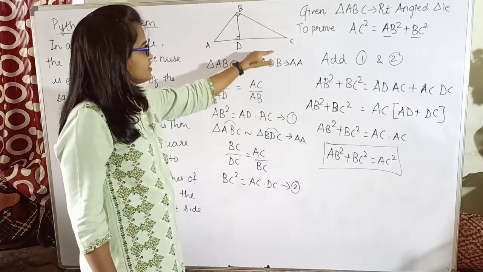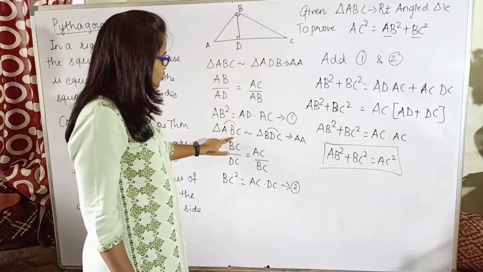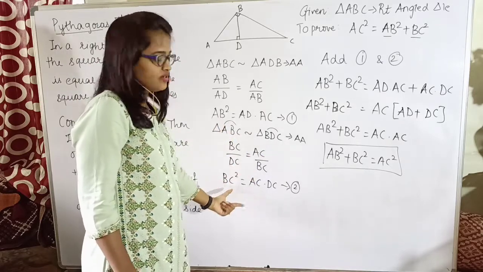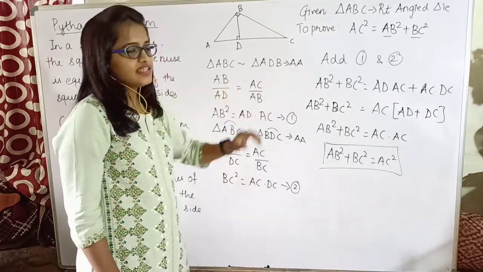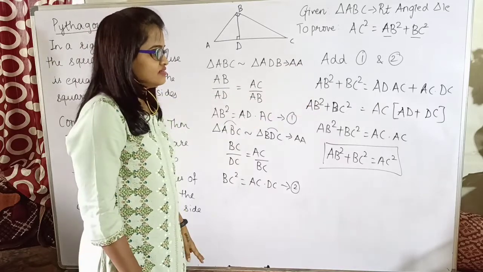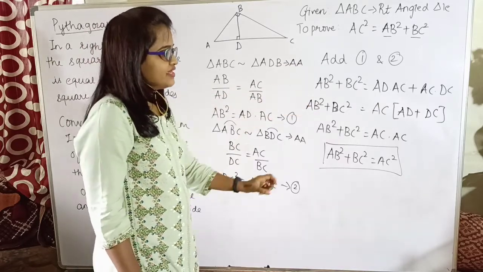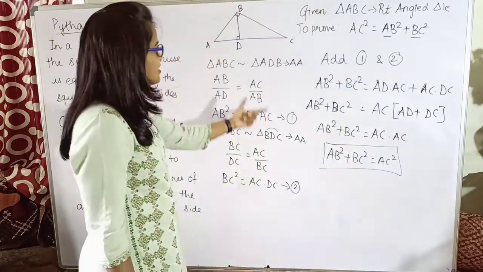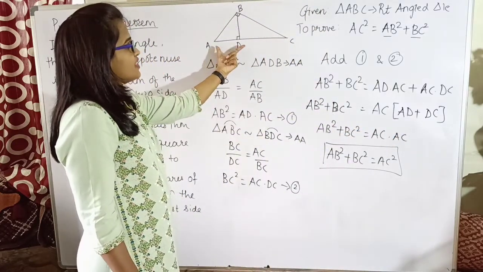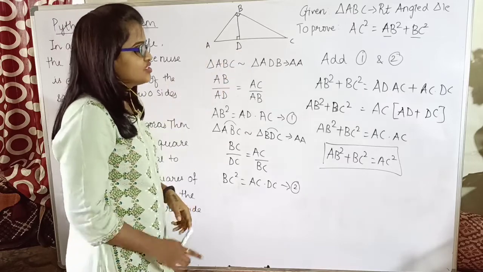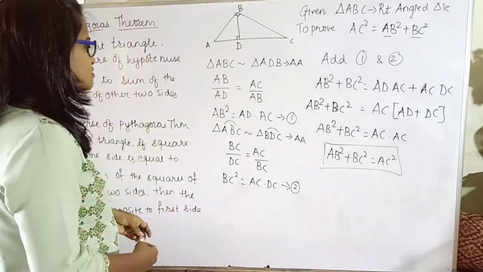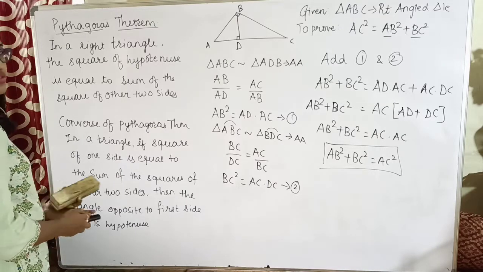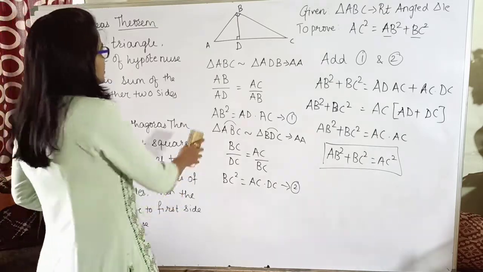Second case, ABC and BDC, therefore BC by DC is equal to AC by BC, again taking BC square, second equation. Adding their LHS, adding their RHS, and then you will be getting AC as common. So AD plus DC, taking AD plus DC as AC, since AC is the complete length, the addition of AD and DC, and hence we have proved AB square plus BC square is equal to AC square. Okay, so this was the straight theorem, Pythagoras.